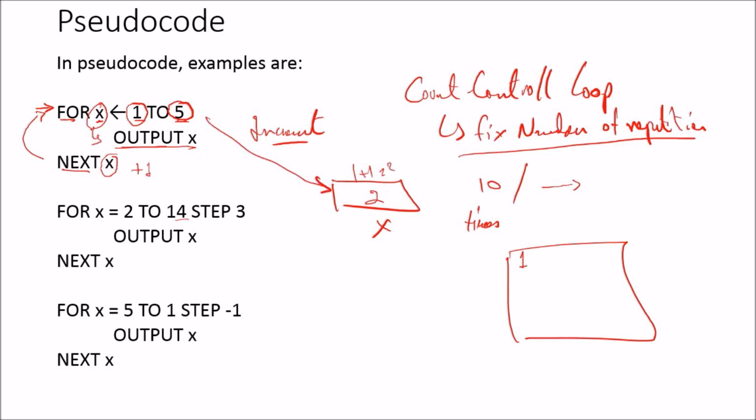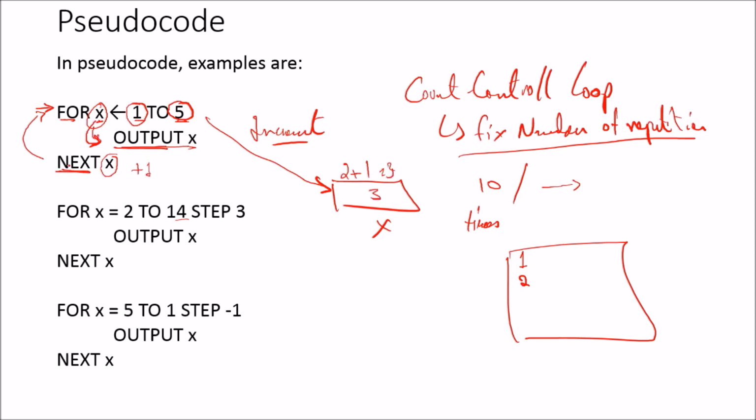No, it is still less. It will go inside the loop, output x again. So it will output 2. Now it has 2. Go to next, increment it again. So 2 was the previous value plus 1. It will have 3 in x.